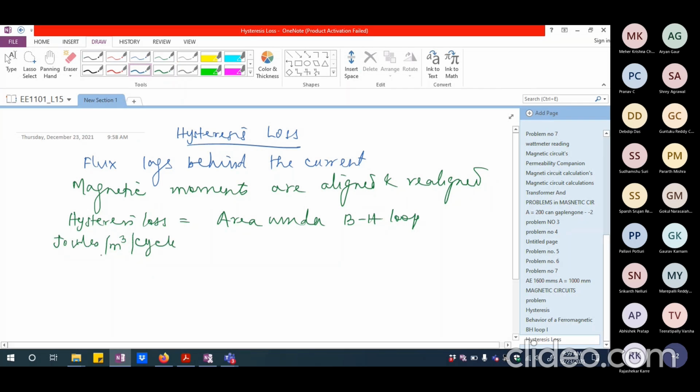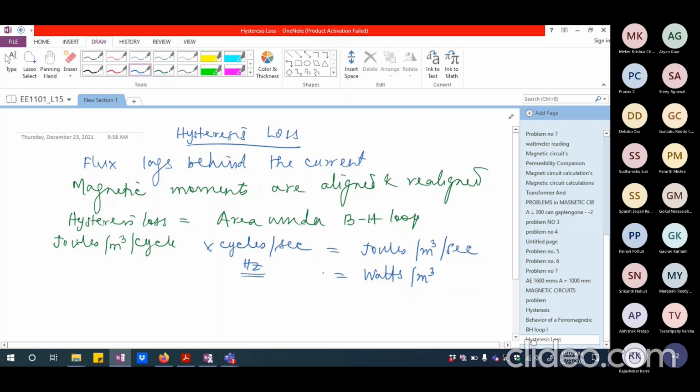So if I just multiply this by cycles per second, which is actually hertz, I'm going to get joules per meter cube per second, which is actually watts per meter cube. Joules per second is watts, so watts per meter cube. So I'll get hysteresis loss in terms of watts if I look at the area under the BH loop and multiply that by the frequency of the excitation current. That will give me watts per meter cube.